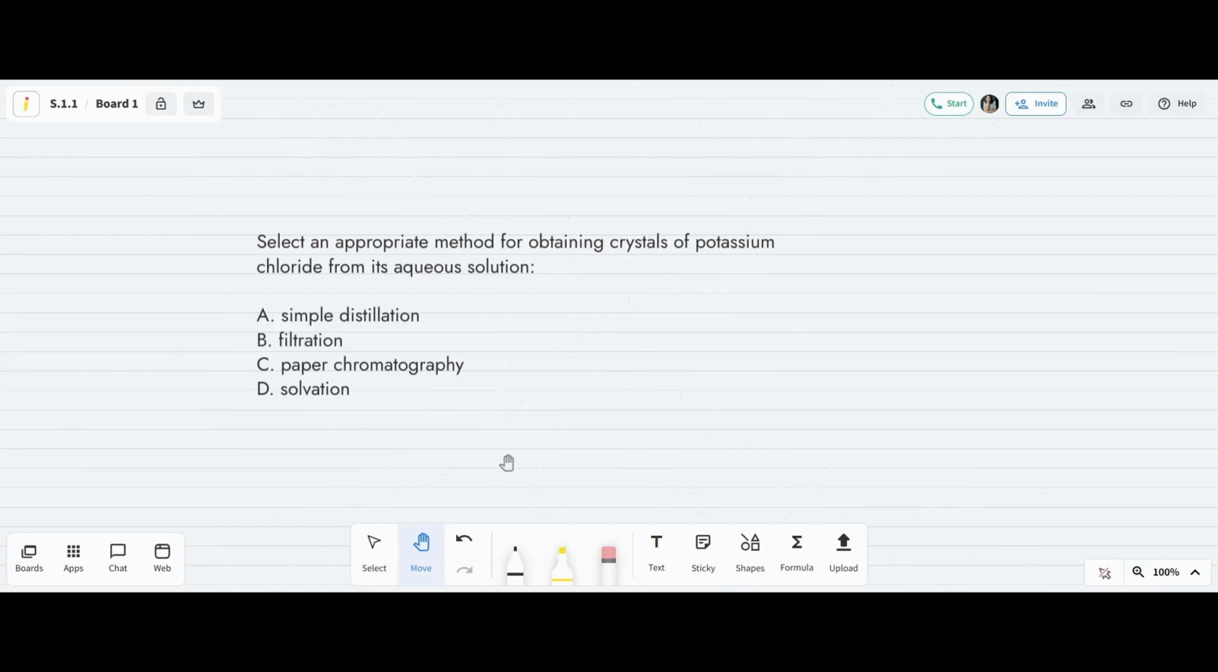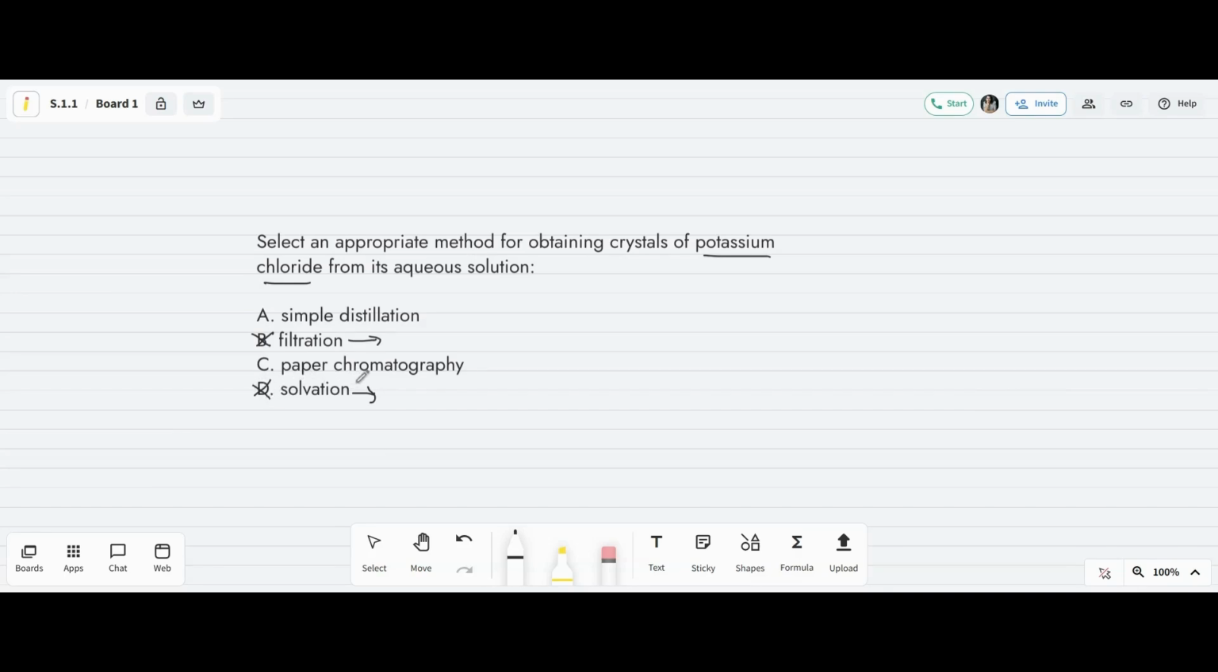Select an appropriate method for obtaining crystals of potassium chloride from its aqueous solution. Potassium chloride is soluble in water, so it forms a clear aqueous solution. Separation by suspension and filtration is a method of separating insoluble substances from their suspension in water. For example, you mix sand in water and then you filter out the sand particles. So B and D are not the right choice.